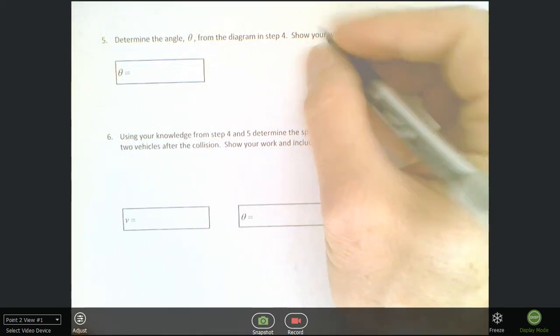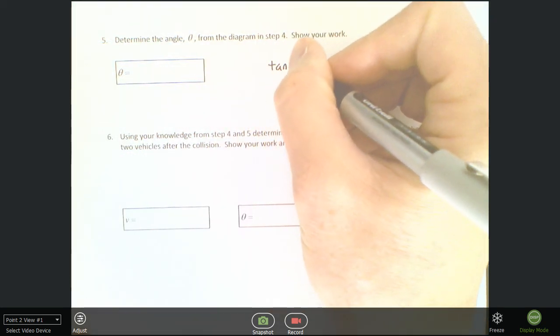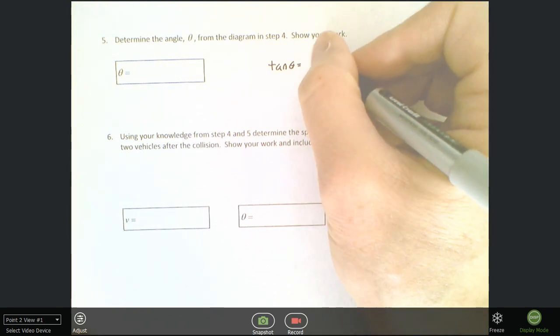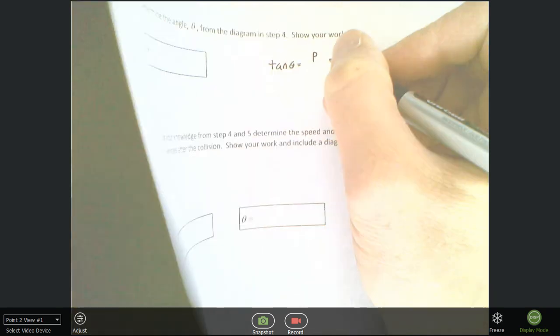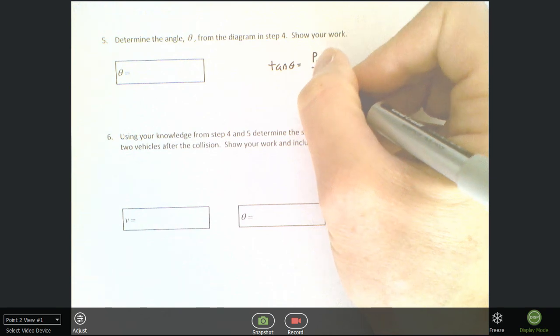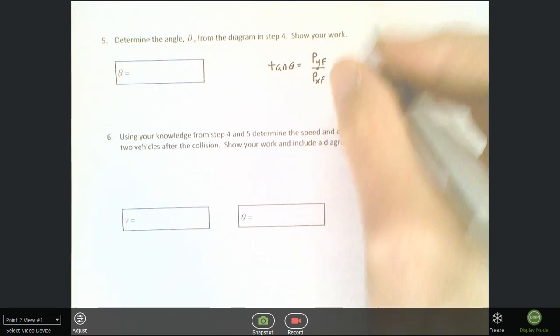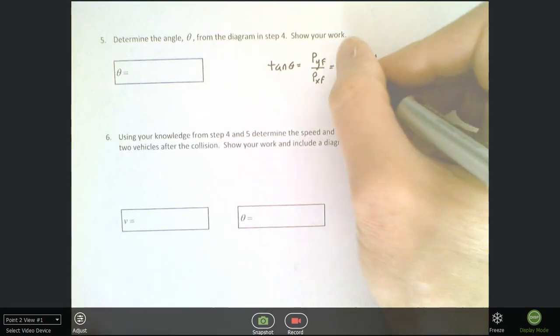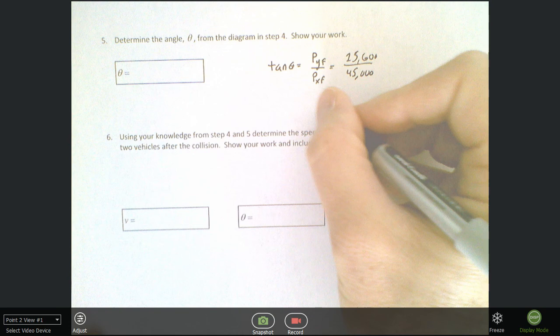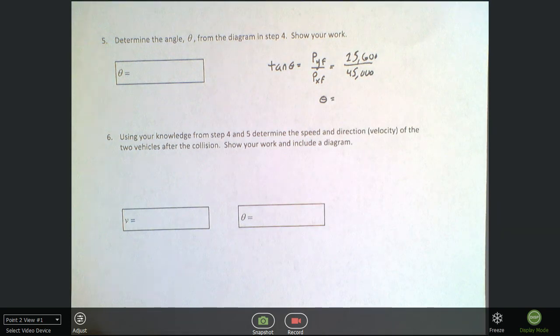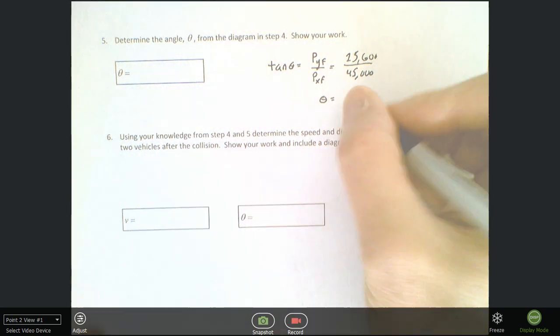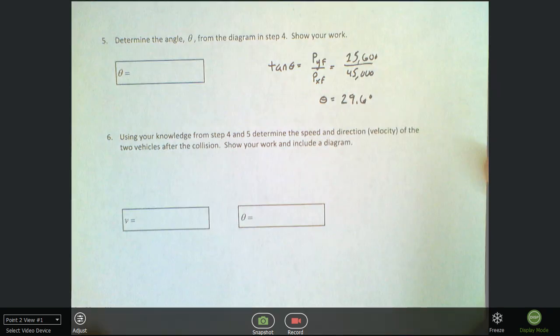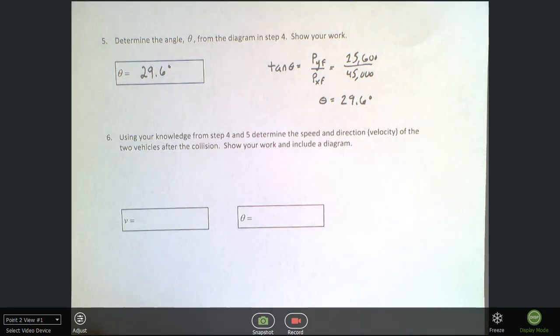From our diagram, we know that the tangent of the angle is the opposite, which I think was P_yf, over P_xf, opposite over adjacent. And we know that's simply going to be 25,600, if I recall, over 45,000. Then we do the inverse tan of that. So 25,600 divided by 45,000, and then we do second function tan, or inverse tan. We get 29.6 degrees. There we go. It's about 30 degrees.